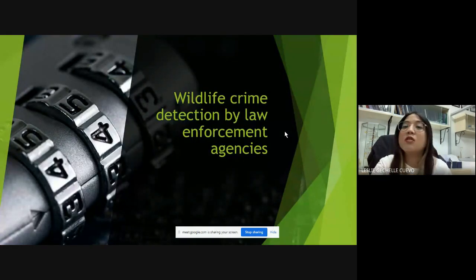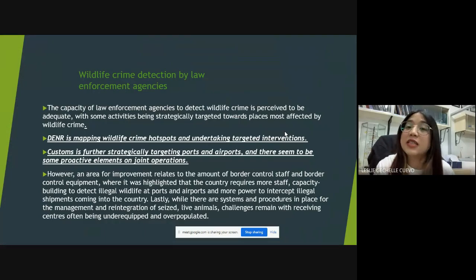So wildlife crime detection by law enforcement agencies. How is this committed? How is this done? The capacity of law enforcement agencies to detect wildlife crime is perceived to be adequate, with some activities being strategically targeted towards places most affected by wildlife crime. So DENR, the Department of Environment and Natural Resources, is mapping wildlife crime hotspots and taking targeted intervention. Pag sinabing crime hotspots, ito ay mga lugar kung saan talamak ang wildlife crime. Okay. Customs is further strategically targeting ports and airports.